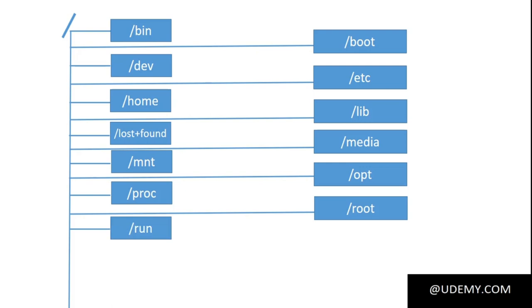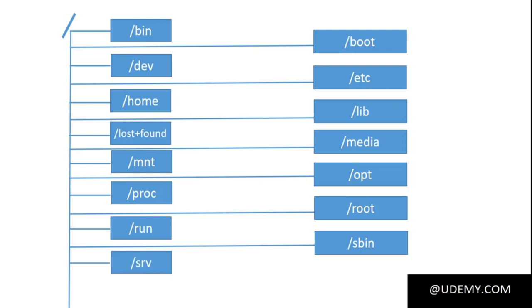/run is a temporary file system and was recently introduced. /sbin is similar to the /bin directory, which contains system binaries, but they are to be run by the superuser, that is your root. /srv contains service files installed on your system. For example, if you install a web server, it will be located in this folder. /tmp is used by programs to store temporary files. This directory is usually cleaned on reboot.